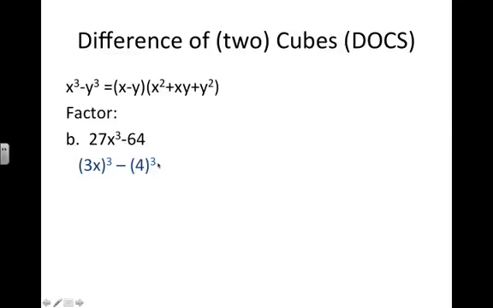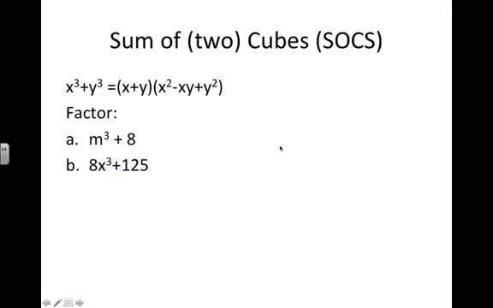64 is 4 cubed. So this is going to be 3x minus 4 times 3x, the whole thing squared, plus 3x times 4 plus 4 squared. So we've got a little more to clean up on this one. So we'll have 3x minus 4 times 9x squared plus 12x plus 16, and we always stop there.